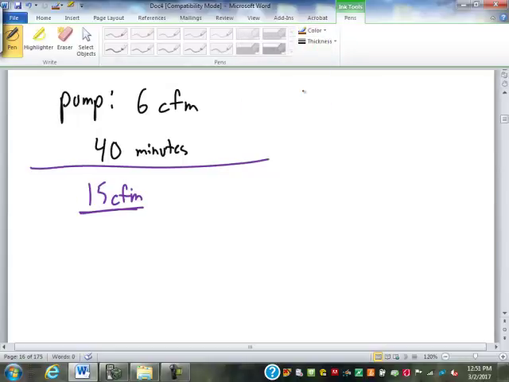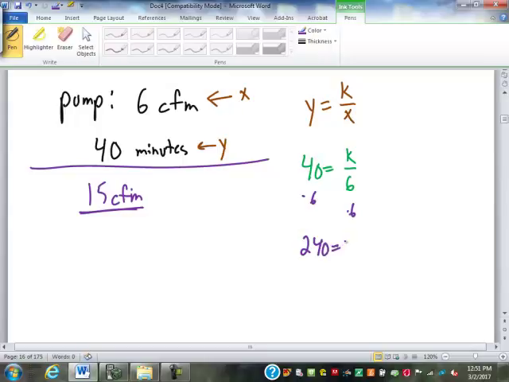Well, this is an inverse relationship. If the cubic feet per minute goes up, the time goes down. The pump gets bigger, the time gets smaller. So y equals k over x. We're going to let x be the size of the pump and y be the minutes it takes. So we have 40 minutes equals k divided by 6. We're going to multiply by 6 here. 40 times 6 is 240 equals k.